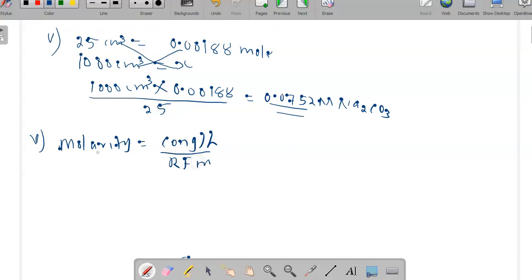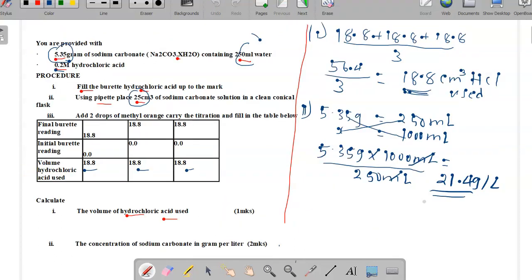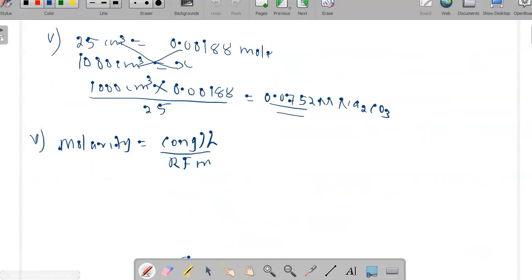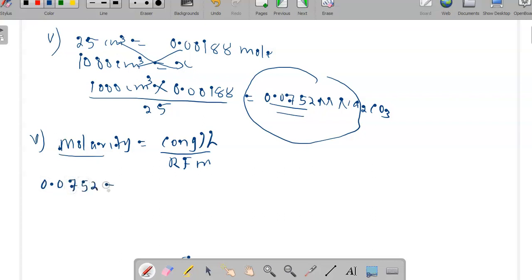So concentration in gram per liter, we have it already. We have obtained concentration gram per liter in our first part. It's here, 21.4 gram. And also we have our molarity here. Our molarity is this one that we have obtained right now, sodium carbonate. Therefore, instead of molarity here, we will put 0.0752 is equal to concentration gram per liter, which was 21.4 gram, all over RFM, or molar mass, that you don't know. So this one, there is one hidden here. You cross multiply. RFM multiplied by this one. This is what you get.